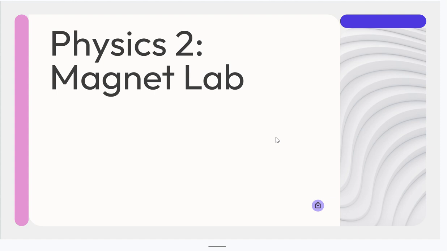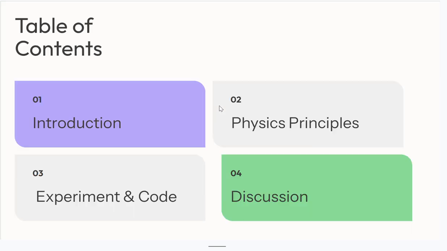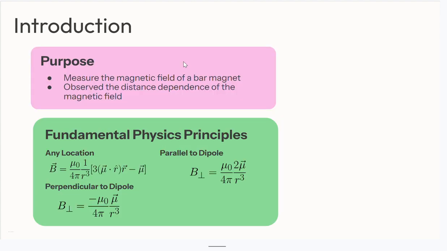Physics 2 Magnet Lab. So my table of contents: first this introduction, then we're going to go over the physics principles in it, then the experiment and code, and finally the discussion questions. So just a quick introduction and then the principles. The purpose of this lab is to measure the magnetic field of the bar magnet and observe the distance dependence of that magnetic field.